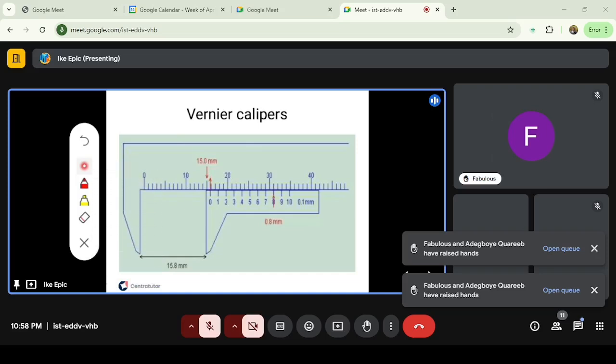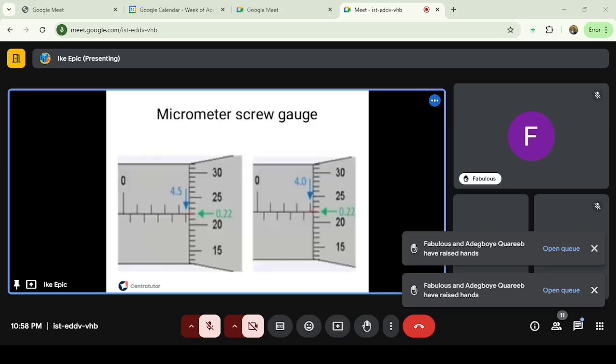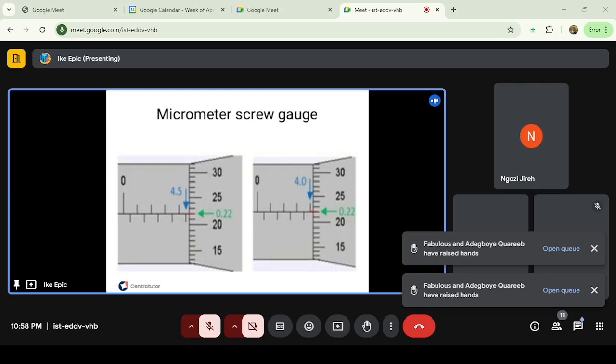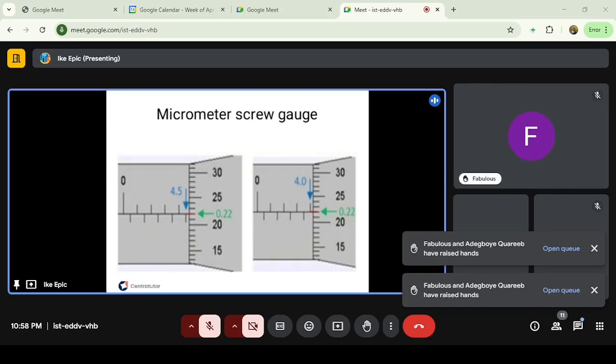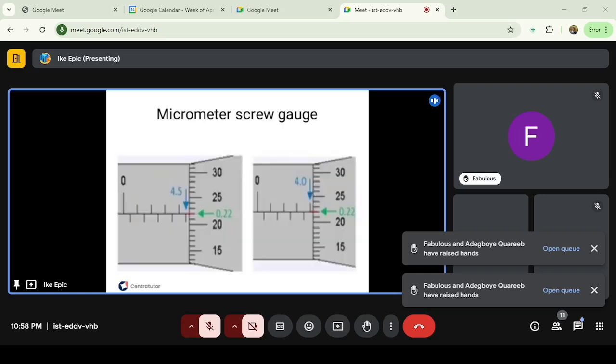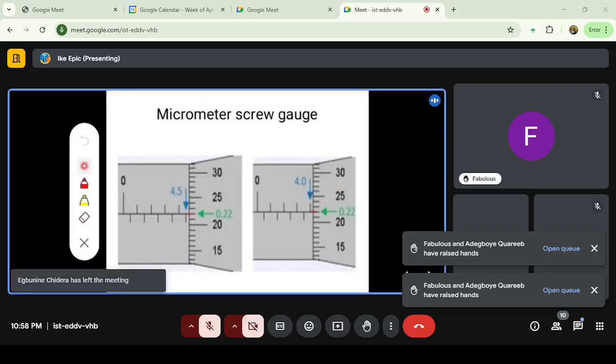So we can move on to the micrometer screw gauge. Let's move on for the sake of time, we've gone beyond our time. So let's go to the micrometer screw gauge. It's similar to the vernier scale, but I can say the micrometer screw gauge is much easier than reading from a vernier scale. It's almost the same thing.